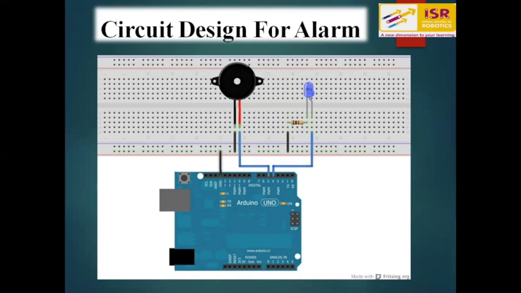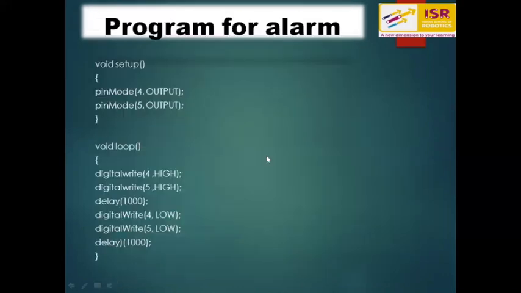So here you have to note that you can connect the resistor either to the positive terminal of your LED or the negative terminal of your LED, because it is not going to make any difference. The other end of your resistor is going to the ground, and similarly for the buzzer also the negative terminal is going to the ground of your Arduino. I hope the connections are clear. Now moving to the program.